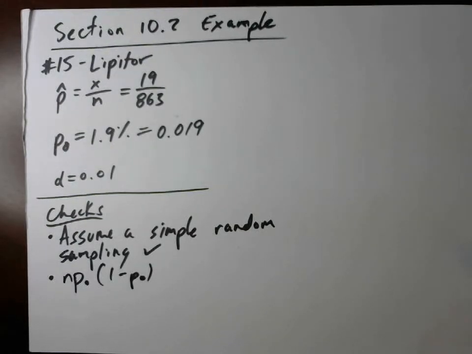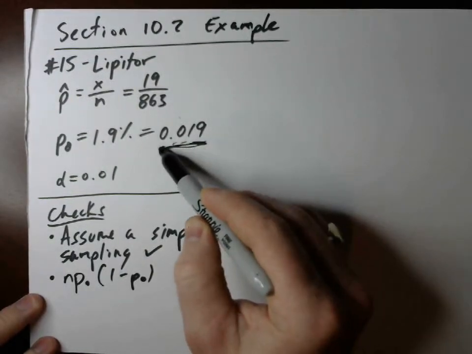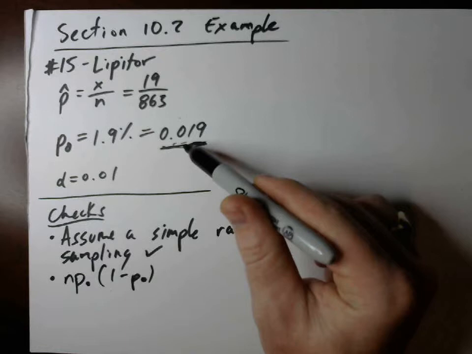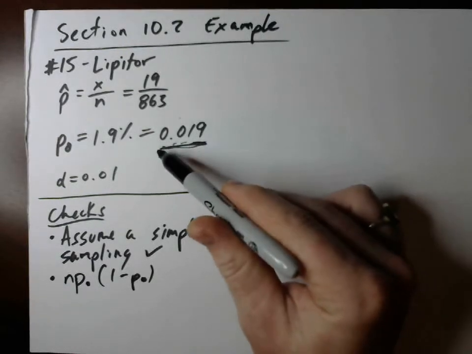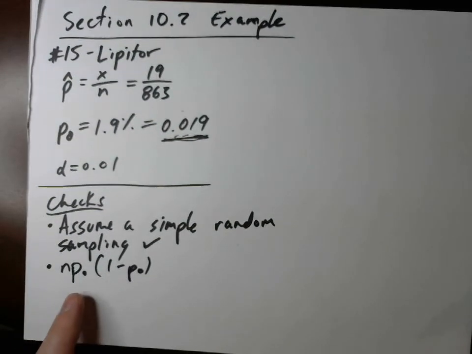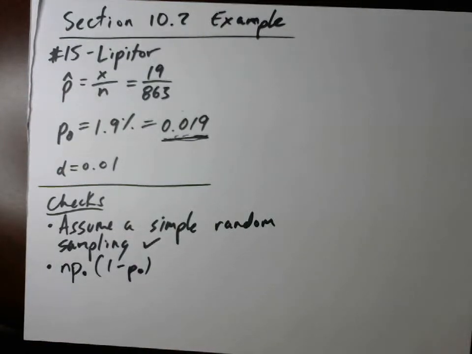The reason we're using p naught is we're assuming p naught, that the claimed value, is true. We're assuming that this is true for the time being. You'll see in a little bit where this comes into play again. But since we're assuming that to be true, we're using that p naught value in our check to see if we have a large enough sample size.